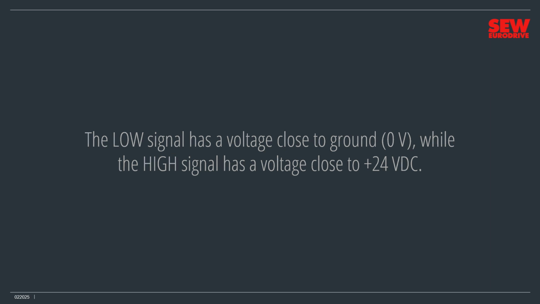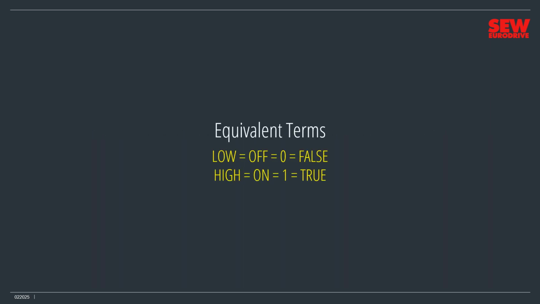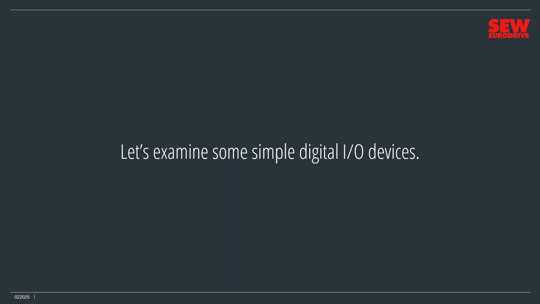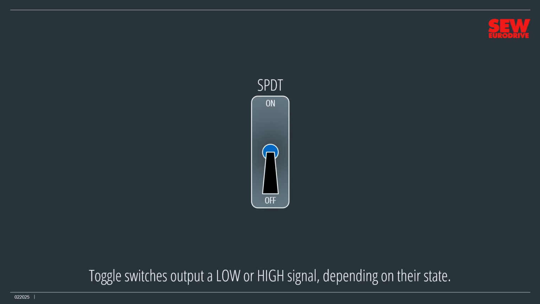Also be aware that equivalent terms for low are off, 0, and false, while equivalent terms for high are on, 1, and true. Okay, let's examine some simple digital I/O devices in action. Toggle switches output a low or high signal depending on their state. This single pole double throw switch is connected to a positive 24 volt DC power supply and ground. The common terminal acts as the output.